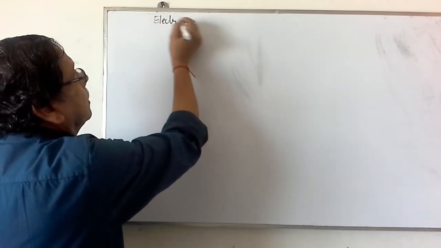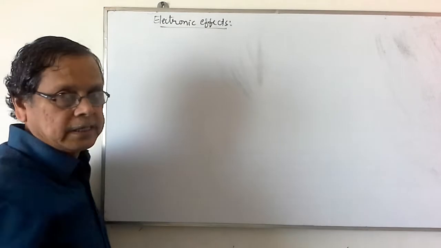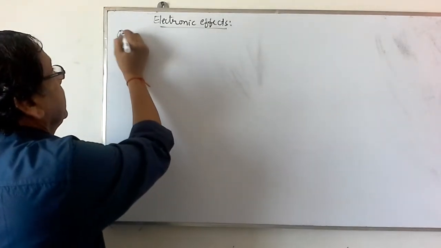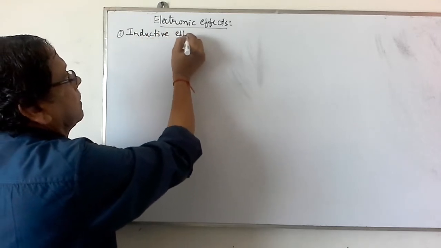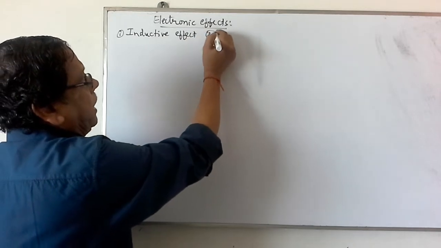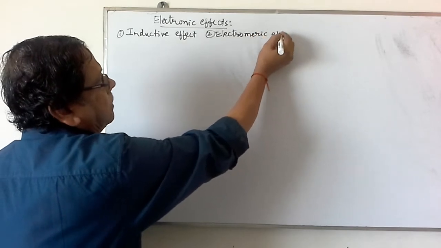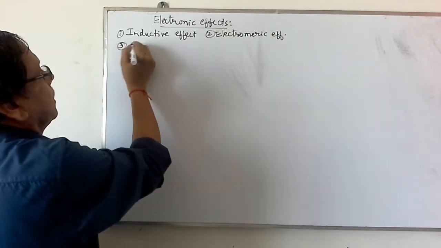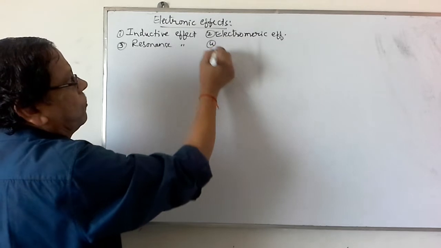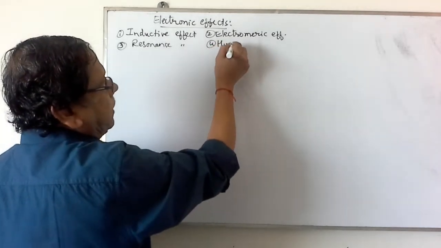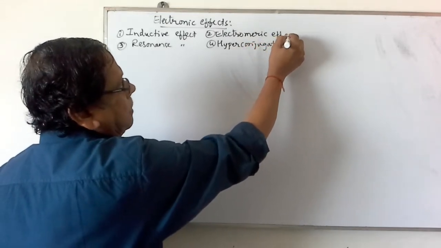Electronic effects. In these electronic effects, actually we have four effects. The first one is inductive effect. Second one is electromeric effect. The third one is resonance effect. The fourth one is hyperconjugation effect.